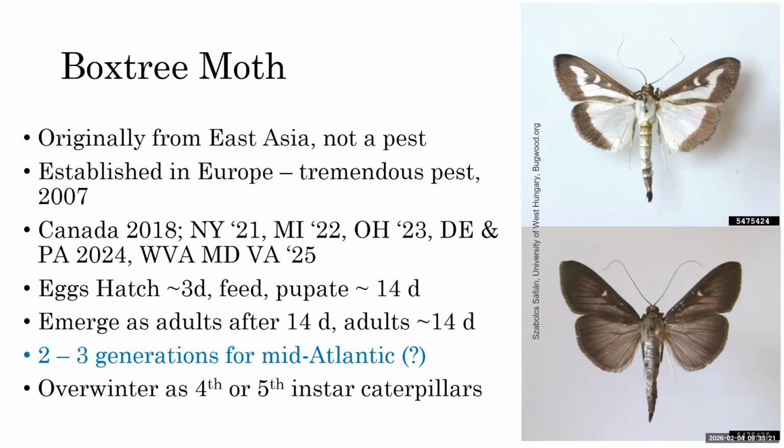So it can develop below 50 degrees, meaning it's very cold tolerant, so it will do well here, or it can tolerate hot or warmer temperatures as a baseline. Depending on where the population that we have came from, that will help determine its activity and how we can better pinpoint our management efforts.